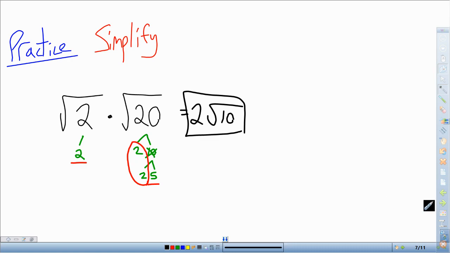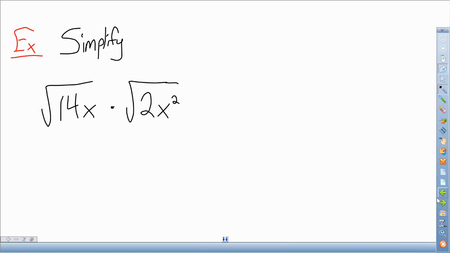Okay, so we have just a couple more types of problems to look at. Let's look at these ones where they're multiplying, but they're throwing variables in. Go ahead and copy this. We'll try it out.